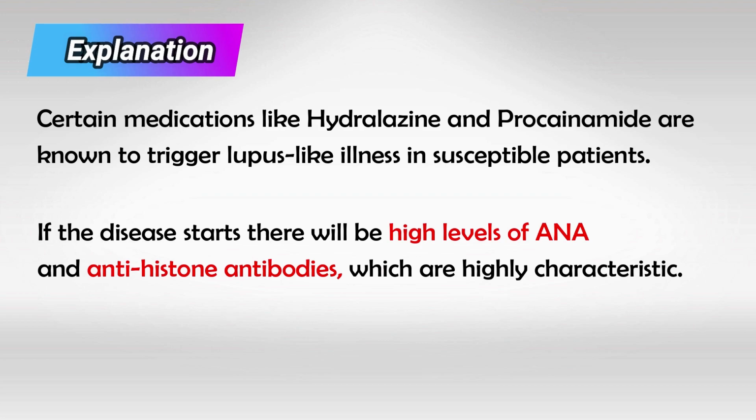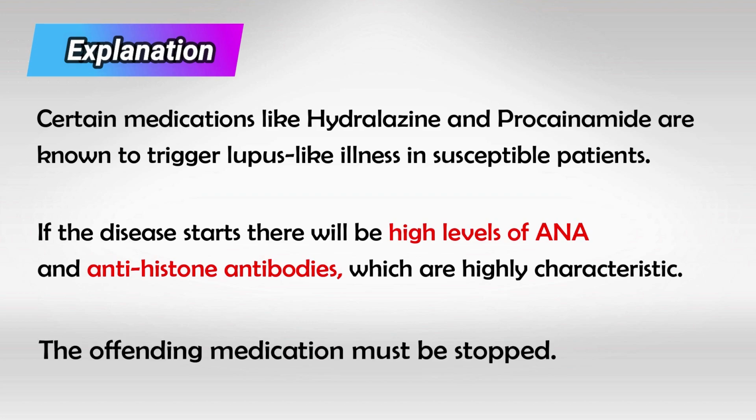If the disease starts, there will be very high levels of ANA and antihistone antibodies, so we use those to diagnose the patient. ANA is more for screening and more generalized, while antihistone antibodies are very specific, so they are highly characteristic. The offending medication, of course, must be stopped.